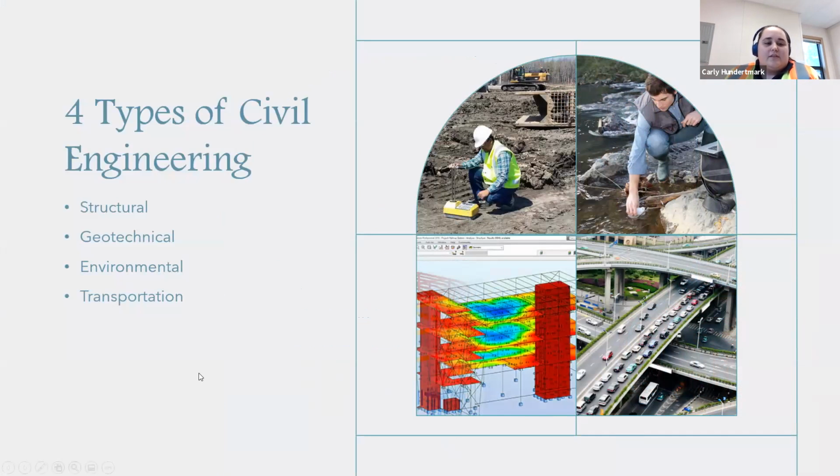While I was at school, there are 4 major types of civil engineering that we were studying at RPI, as Nicole was also going over a little bit: structural, geotechnical, environmental, and transportation. We had to take at least one class in each of these to get a background in each of them. I ended up going with structural, which you can see in the bottom left-hand photo.